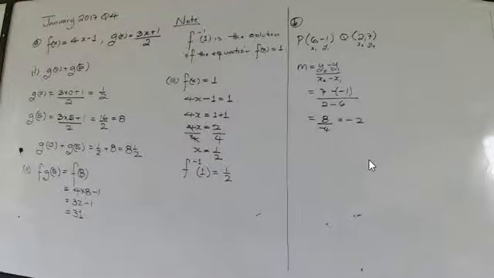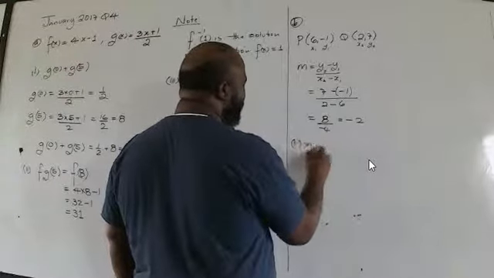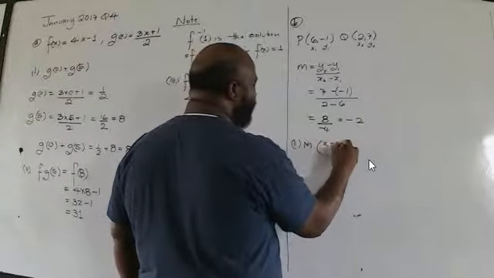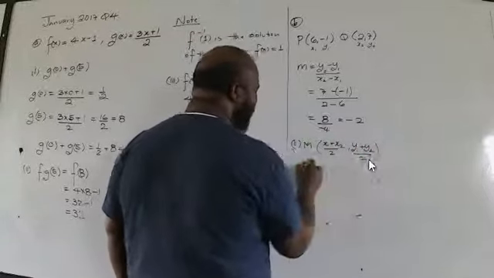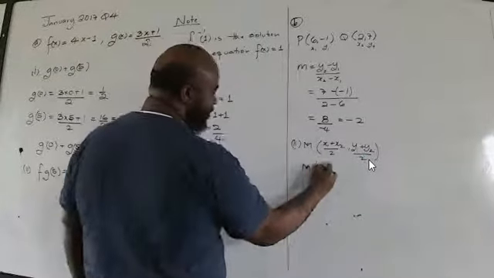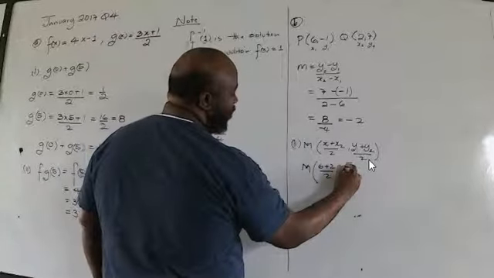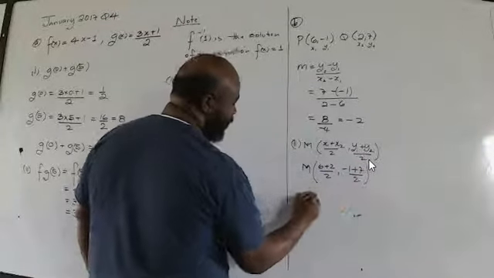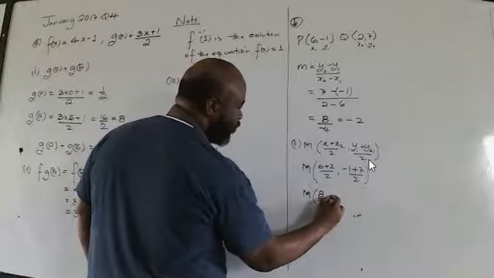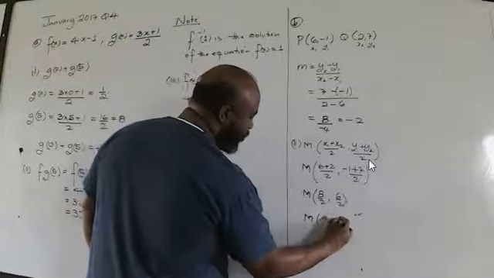Next we're asked for the coordinates of the midpoint of PQ. Now the midpoint M is the point (x1 plus x2 over 2, y1 plus y2 over 2). M is (6 plus 2 over 2, minus 1 plus 7 over 2). M is (8 over 2, 6 over 2). M is (4, 3).